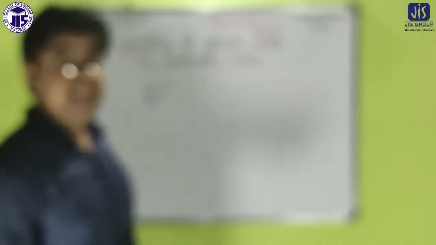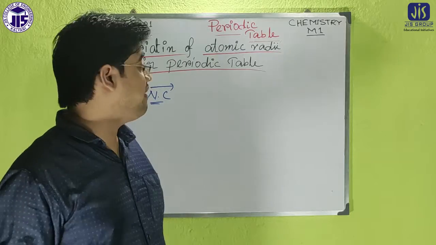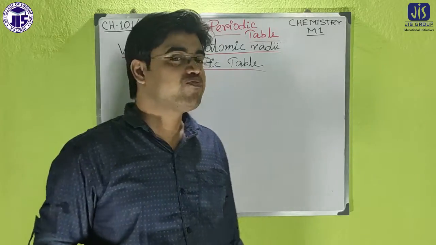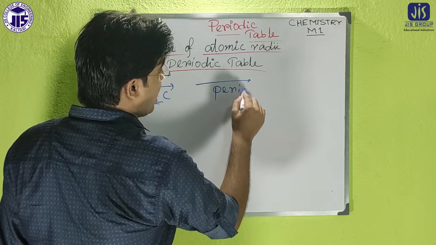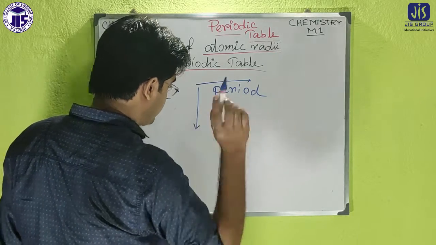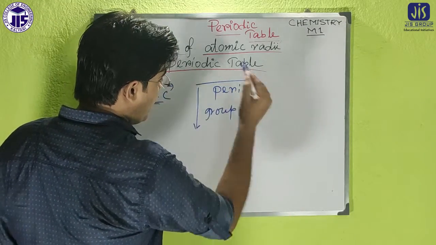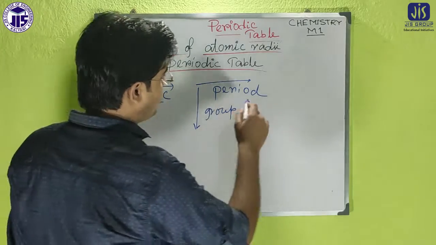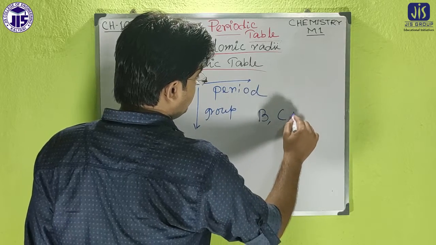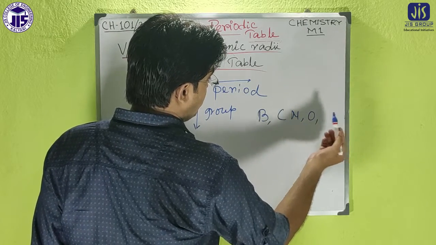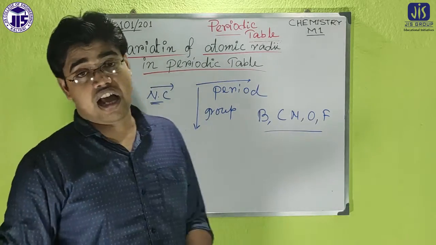So if the nuclear charge is responsible for decreasing or increasing the atomic radii, then what happens according to the period and what happens according to the group? Try to understand. According to the period, what happens? Look here. According to the period, if we move from boron, carbon, nitrogen, oxygen, fluorine, this is the common period which we are taking as an example.